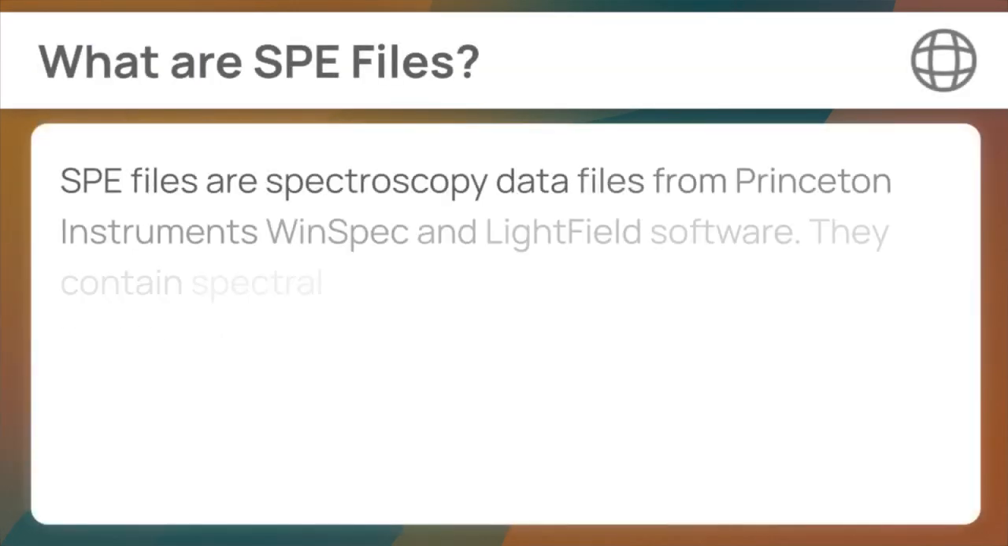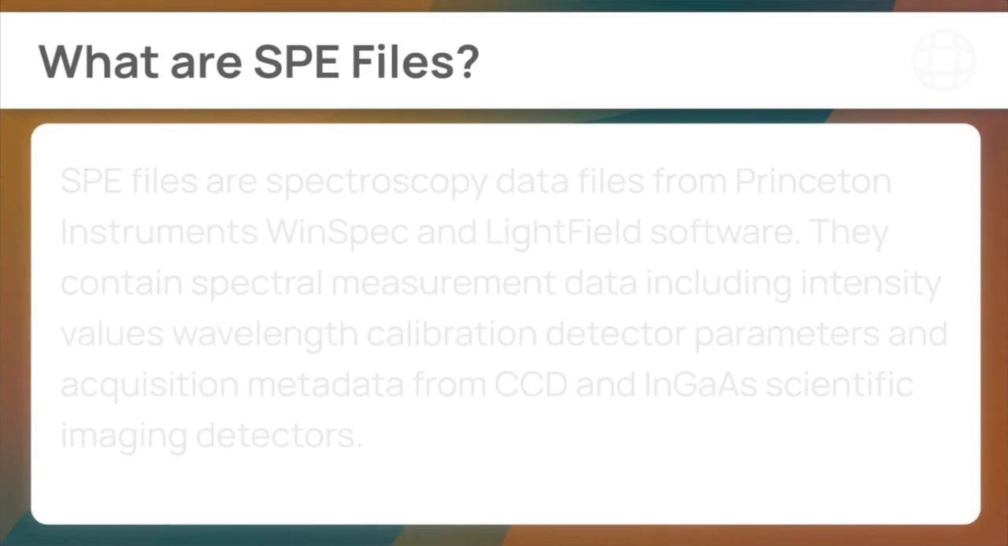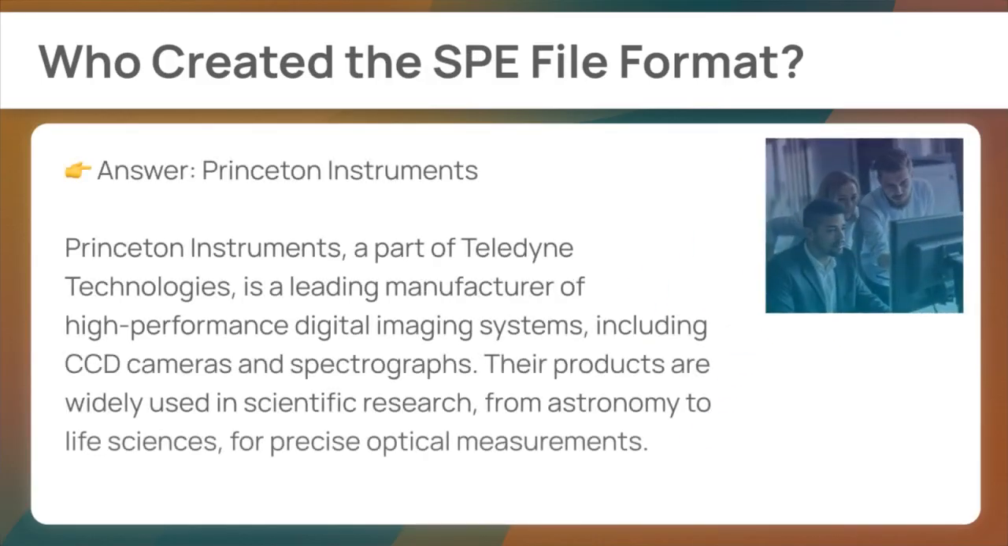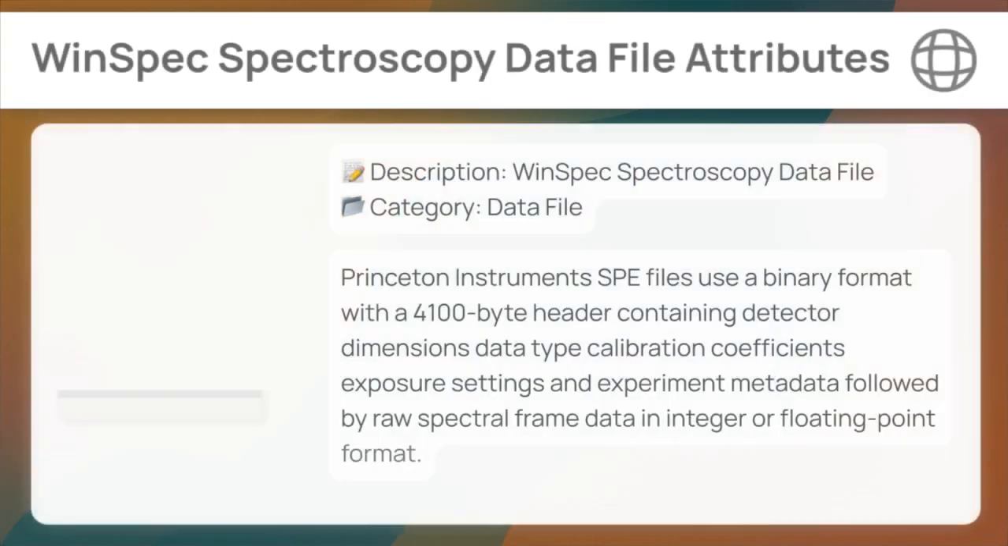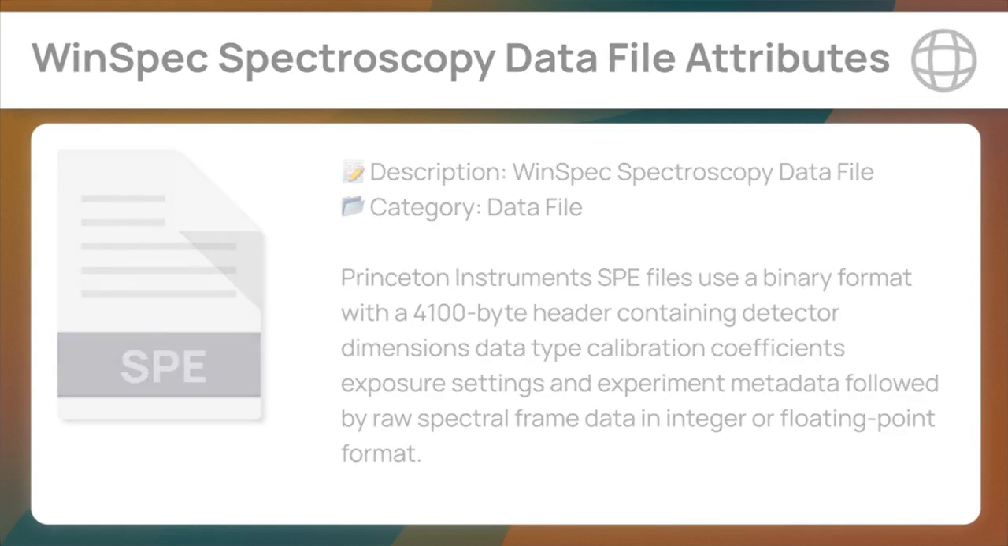SPE files are spectroscopy data files from Princeton Instruments, WinSpec, and LightField software. They contain spectral measurement data including intensity values, wavelength calibration, detector parameters, and acquisition metadata from CCD and InGaAs scientific imaging detectors. Princeton Instruments SPE files use a binary format with a 4100 byte header containing detector dimensions, data type, calibration coefficients, exposure settings, and experiment metadata, followed by raw spectral frame data in integer or floating point format.